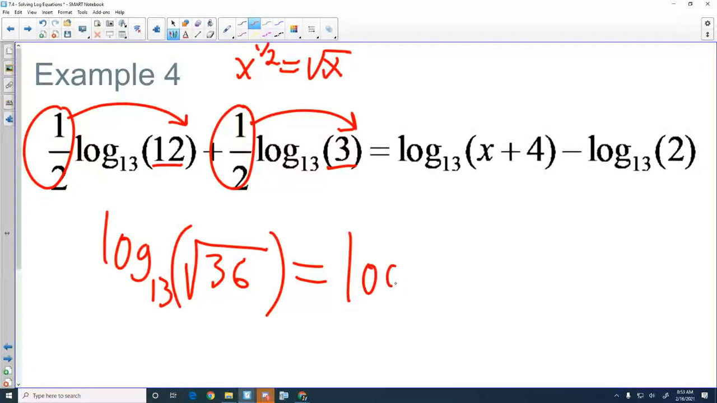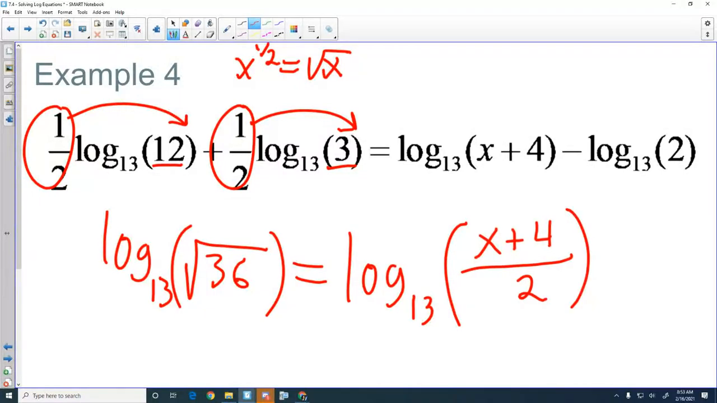Equals log base 13 of, now this one we've got subtraction in it, so anytime you've got a negative log, you put that answer portion into the denominator. So the x plus 4 stays up top, but that 2 would go in the bottom.